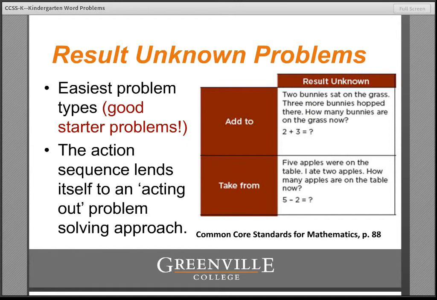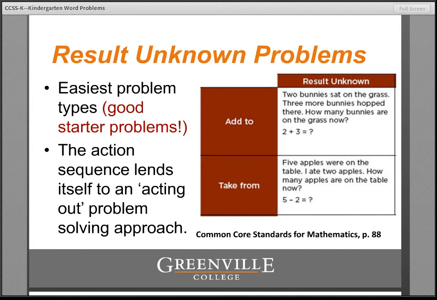But when children read the problem, they do not mentally get an image of 2 plus 3 equals question mark. Rather, they're really thinking about the situation, very contextualized to the story. They use the story to help them figure out the answer. They will likely use tools such as counters or fingers or drawings to act out the situation. And this represents the earliest stage of problem solving.